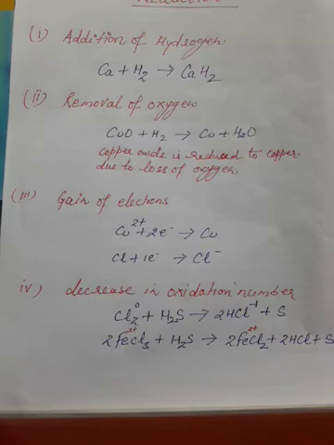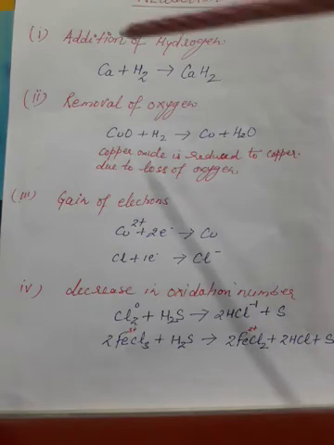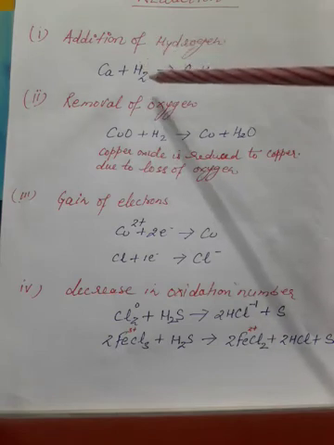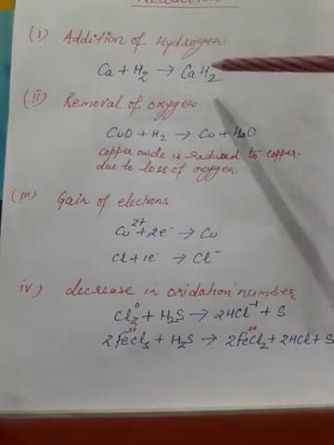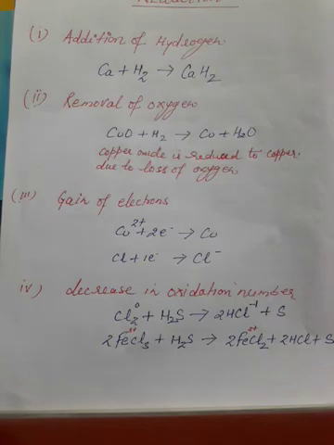How to define reduction. Reaction involving addition of hydrogen is known as reduction. Okay, very simple, simplest definition. Like here in the example you can see calcium reacts with hydrogen to form calcium hydride. Here hydrogen is added to calcium. So this is which type of reaction? Reduction reaction. Okay, this is the first and simplest definition.